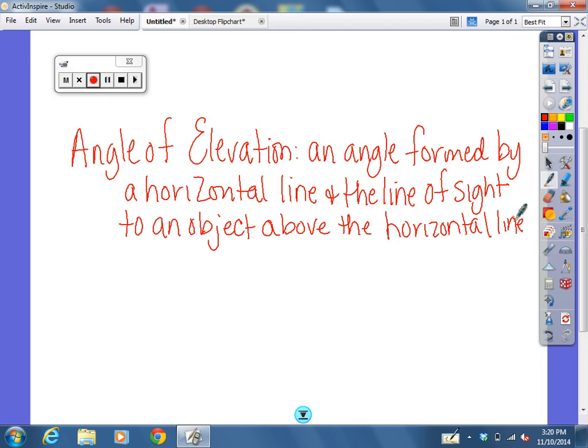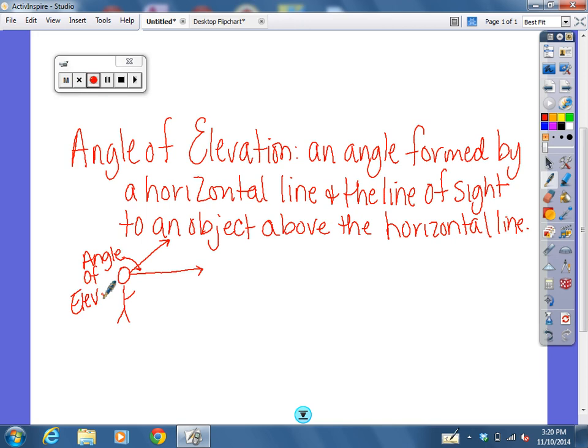So that would be me just standing. If I was standing here and I'm looking up at something, my horizontal line, or my line of sight, is a straight line. But if I look up, this is an angle of elevation. Me looking up, that's an angle of elevation.